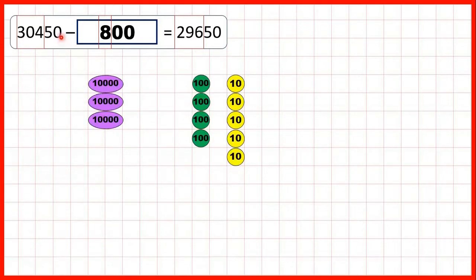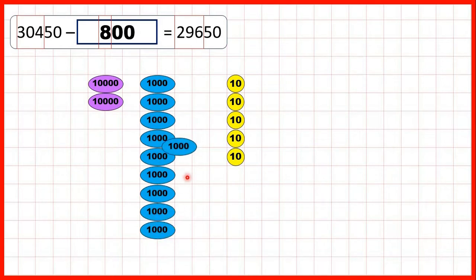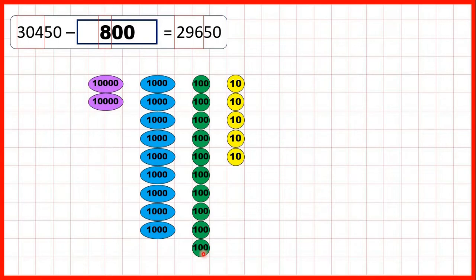So now let's look back to our first question. We can show place value counters to represent the subtraction. We started with 30,450, which we can see represented here. Now we needed to just subtract 800. So we can subtract 1, 2, 3, 4 of our hundreds. But now to get more hundreds, we need to exchange. We can take one of our 10,000 counters and exchange it for 10,000s, and then we can take one of our thousands and exchange that for 10 hundreds.